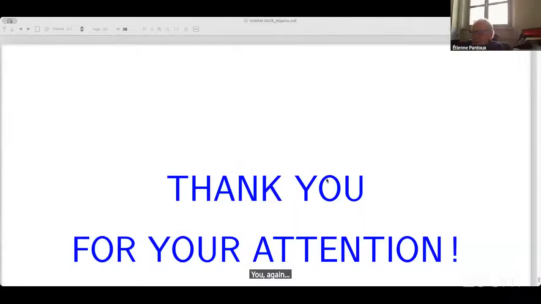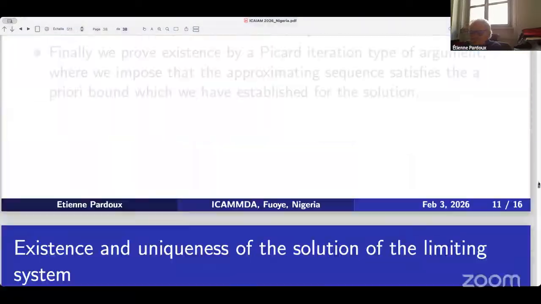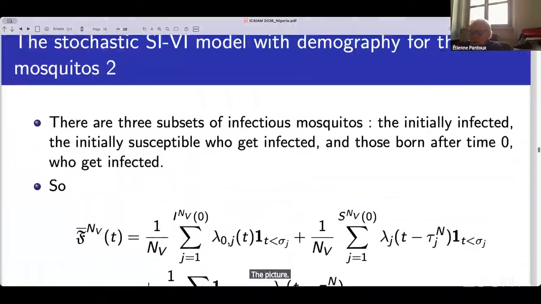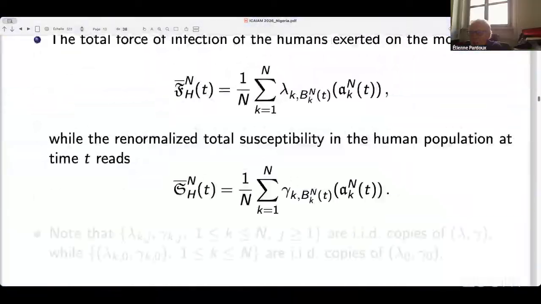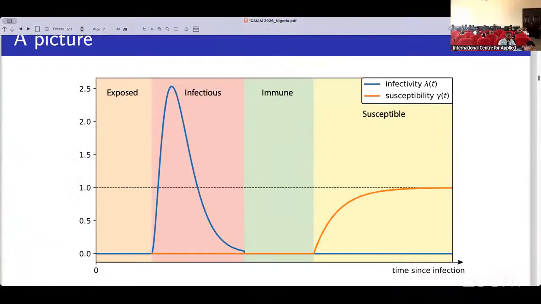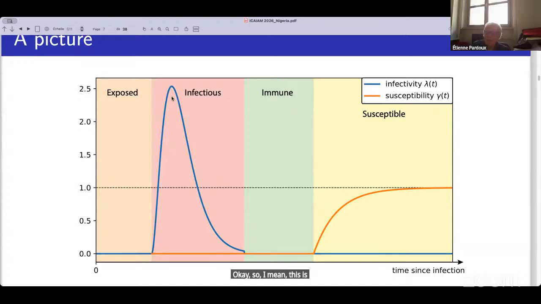Let me show you again the picture which I had. Okay, so this is a general model which is not specific to malaria.